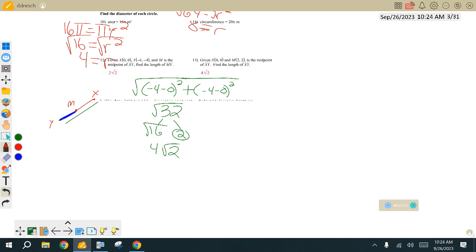With that 4 square root of 2, cut it in half now. That is the length from X to Y. That is the length of XY, the full segment. But I don't want the full one. I only want half of that. So what's half of 4? That's where I'm getting that 2 root 2 from.